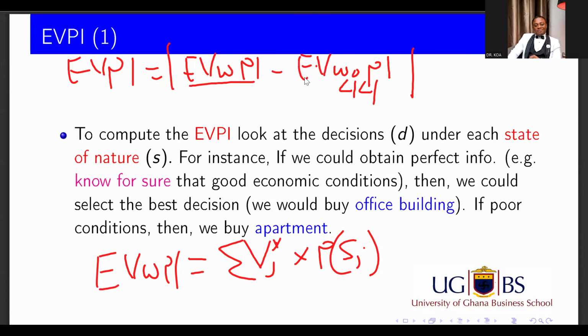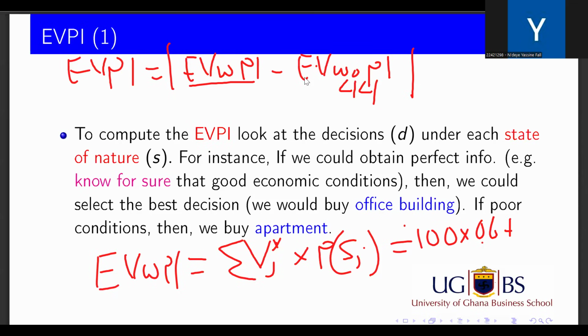So let's start. What was the VJ star for the first column? 100. So we are going to take 100 multiplied by the first column probability. What is that? 0.6. Then plus the next number, which is what? 30. 30 times what? 0.4.